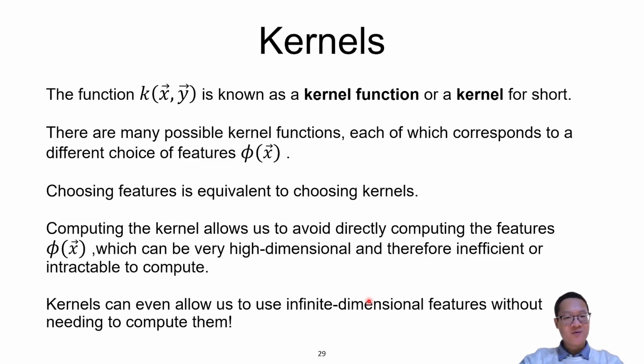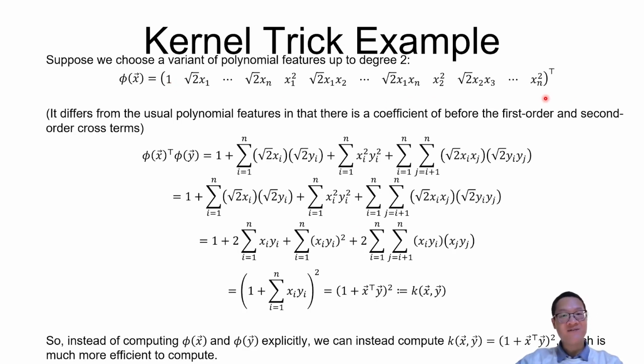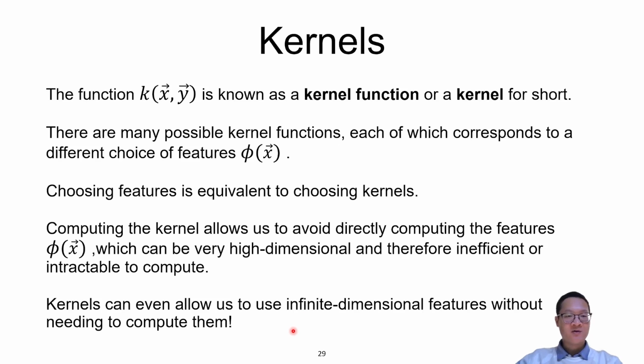So computing the kernel avoids directly computing the features, which can be very high dimensional and inefficient or even intractable. Right? Sometimes it does become intractable. Actually, kernels can allow us to use infinite dimensional features, meaning that our feature vector could have infinitely many elements. Yet computing phi of x transpose phi of y will only boil down to a finite computation. Okay, so the kernels are actually very, very useful. And actually kernels don't just apply to SVMs, right? The kernel trick can be seen in many different applications other than SVMs.